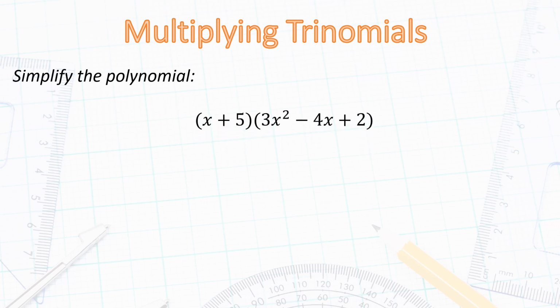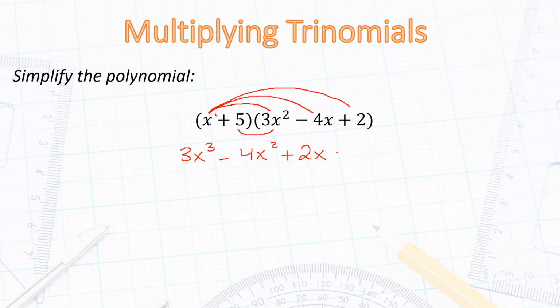All right, this is probably as hard as it will get on your unit test. You've got a binomial times a trinomial, so just a little bit more to do. X times 3x squared is 3x cubed. So we have x to the power of 1, x to the power of 2, add them together, you get 3. X times minus 4x, minus 4x squared. X times 2, plus 2x.